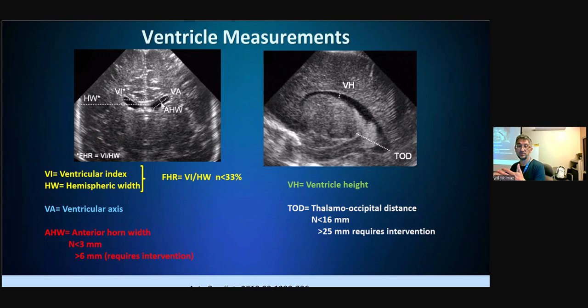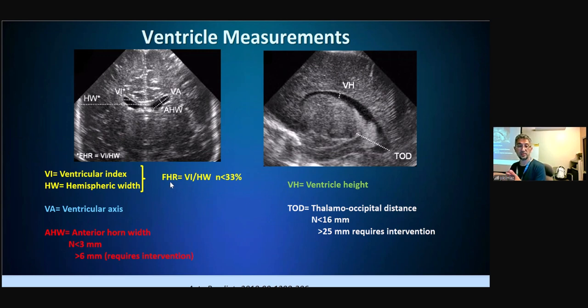And there's also ventricular axis if you measure the frontal horn like this. There is also a measurement between the midline and the lateral aspect of the lateral ventricle, called the ventricular index. It's just a measurement. And you can also measure the hemispheric width. That's the most lateral aspect of the cerebral hemisphere and the midline.